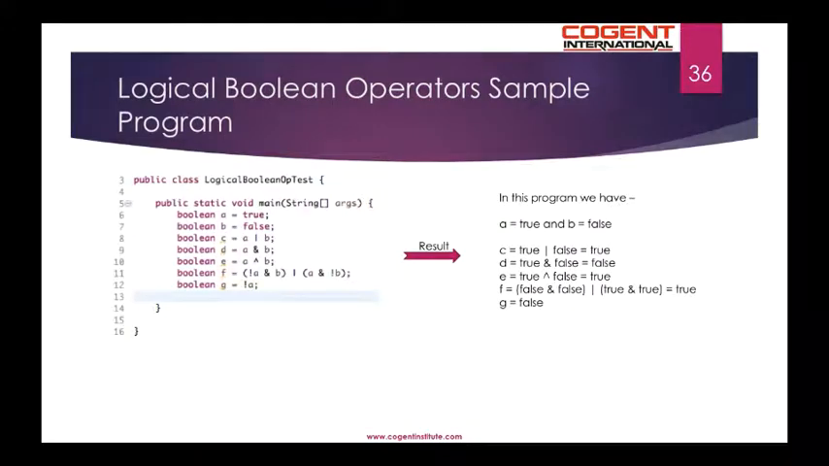Here's a program to illustrate the use of logical Boolean operators. We have two variables A and B of type boolean, which have been assigned values true and false respectively. So when we perform A OR B, which is true OR false, we get true. When we perform A AND B, which is true AND false, it will result in a false. A XOR B, which is true XOR false, will result in a true.